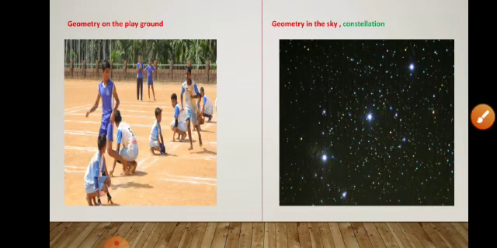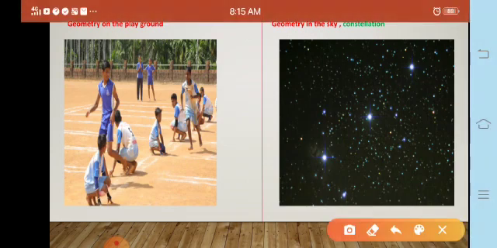Geometry on the ground. Observe the image of students playing the game Kho-Kho. Here, these students are representing the points. By observing this line, these students or points are said to be collinear points, and the remaining students, those who are not standing on a single straight line, are said to be non-collinear points or students. Also, you can see the tracks. These tracks are representing parallel lines.